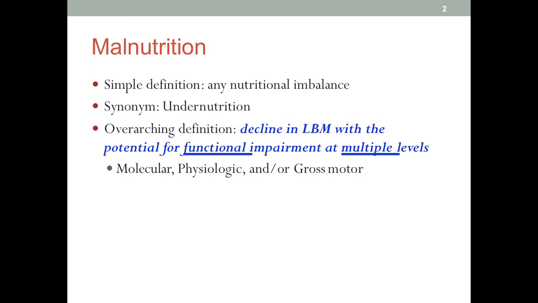ASPEN and A&D said that the definition in their paper, the overarching definition, is decline in lean body mass with the potential for functional impairment at multiple levels. And these levels include molecular level, the physiologic level, and or gross motor level.